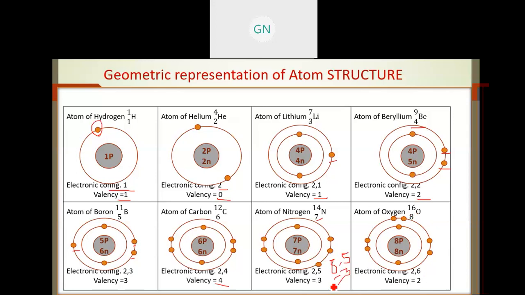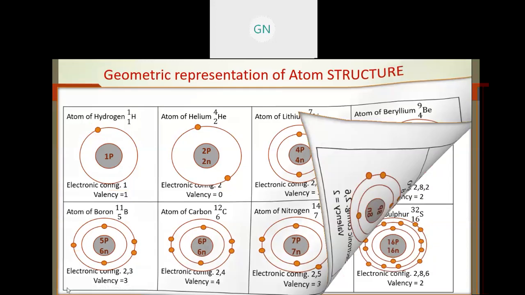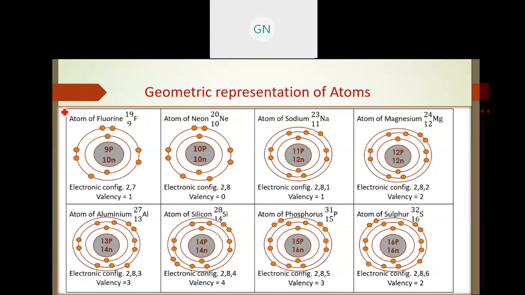And oxygen, atomic number is 8, 2, 6. So 8 minus 6 is equal to 2. So valency is 2. Fluorine 9, 2, 7. So valency is 1, 8 minus 7 is 1. Neon 2, 8. 8 electrons are filled in the outermost shell. Valency is 0. And sodium 11, 2, 8, 1. So the valency is 1.